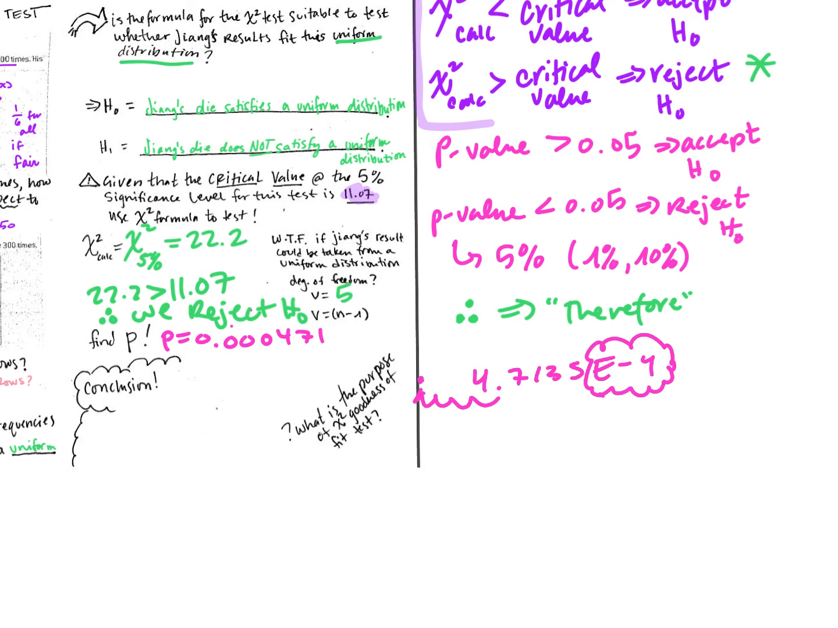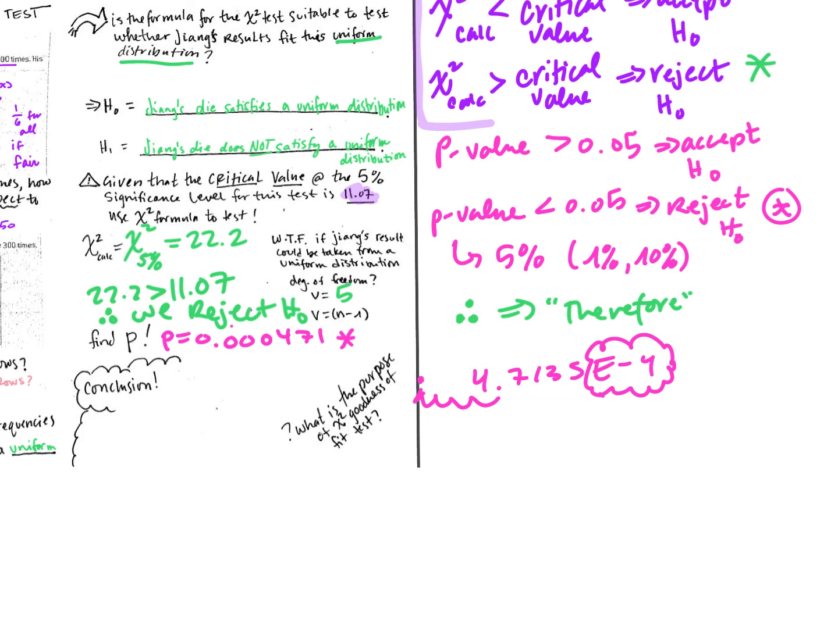Okay, so let's think about that. This p-value is really small. So same thing, this p-value also confirms that we should reject our null hypothesis. So they both should be in accordance.